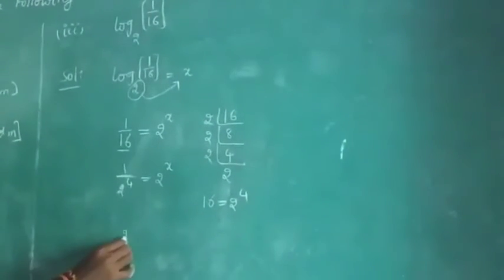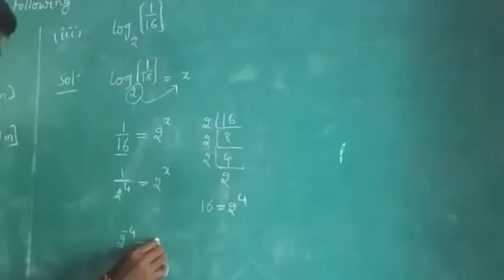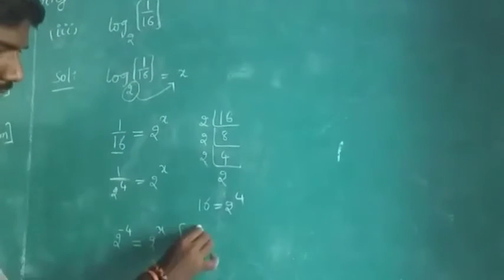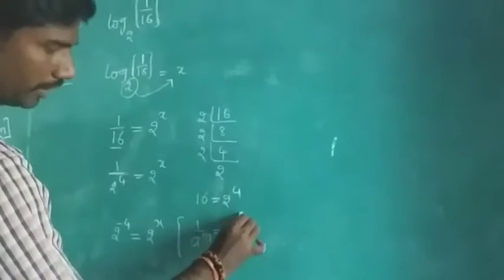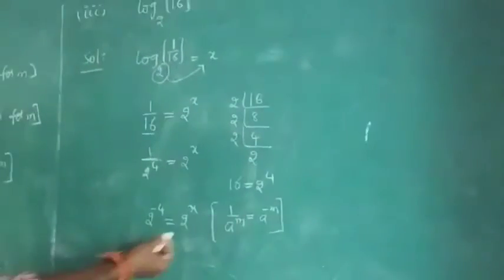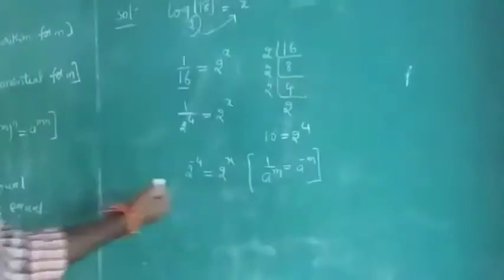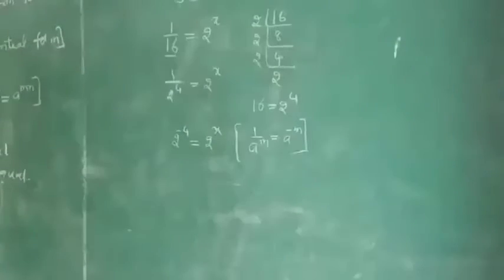Then this you can write as 2 to the power of minus 4 is equal to 2 to the power of x. Which formula are you using? 1 by e to the power of n means e to the power of minus n. Now same, already I told you, if the bases are equal, then the powers will also be equal.